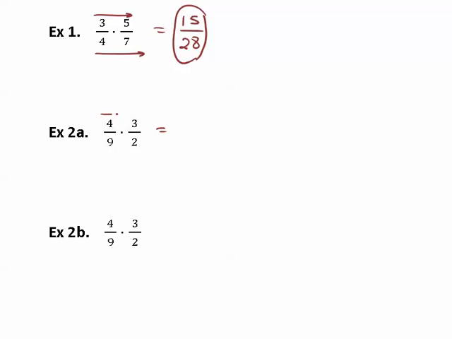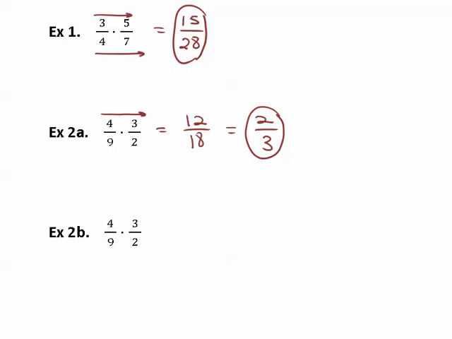What we have here is on top, 4 times 3 is 12. On the bottom, 9 times 2 is 18. But if you look at 12 over 18, you might see that we can reduce this. They're both divisible by 2. They're both divisible by 3, and they're both divisible by 6. So if I divide both 12 and 18 by 6, 12 divided by 6 is 2, and then 18 divided by 6 is 3. So the answer is going to be 2/3.